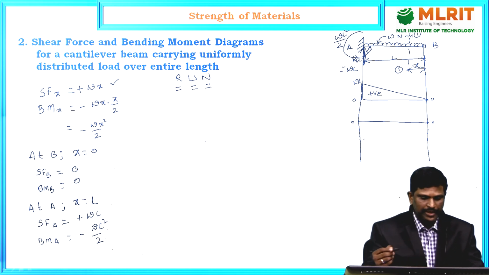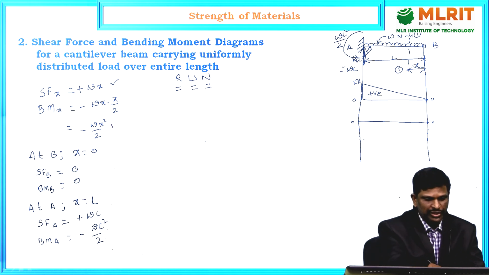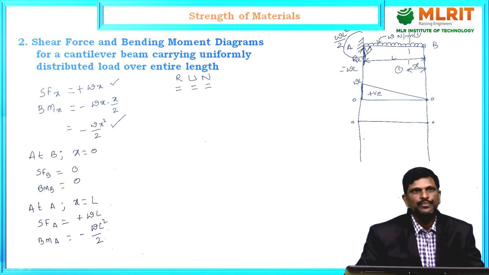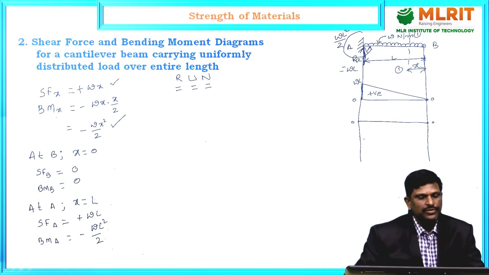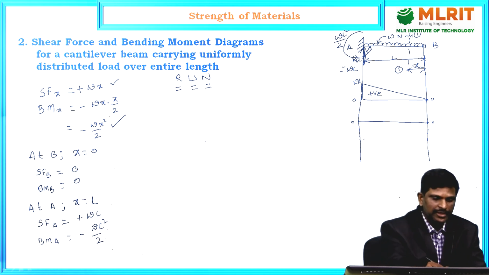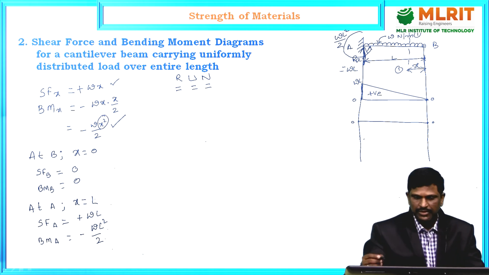Now, the bending moment diagram: its value is WL square by 2, and the bending moment is varying from 0 to WL square by 2 parabolically. If you check the bending moment equation, BMx is equal to minus Wx square by 2. So, the curve is parabolic. So, draw a parabolic curve from 0 to WL square by 2 on the negative side.